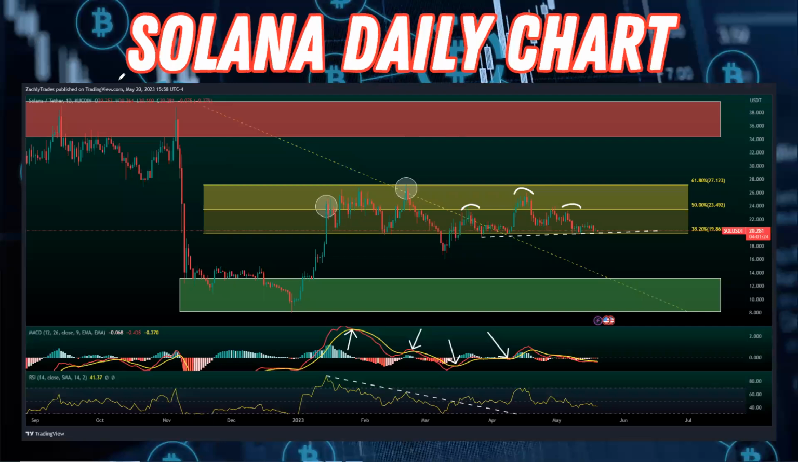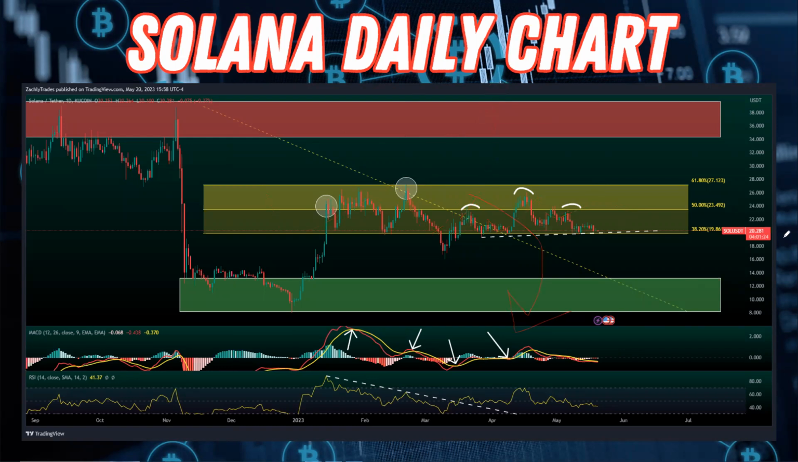We're going to be breaking down Solana, taking a look at the daily chart. We will go over the developments we're seeing in the SOL token. Right now we're really trading in no man's land, in between our major overhead supply zone and underlying demand zone.